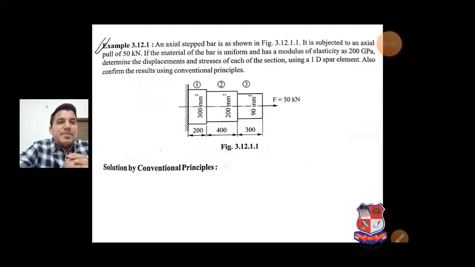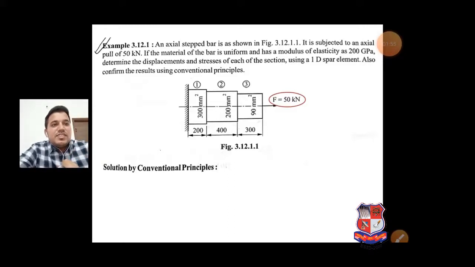An axial stepped bar is as shown in the figure. It is subjected to an axial pull of 50 kilonewton. Here we have already marked the elements 1, 2 and 3, and we indicate the force equal to 50 kilonewton. If the material of the bar is uniform and has a modulus of elasticity of 200 gigapascal, the same formulation applies. Determine the displacement and stress of each of the sections. Use the 1D bar element.